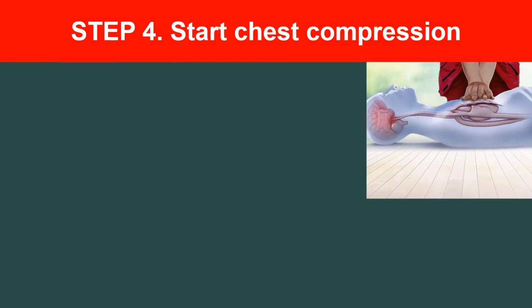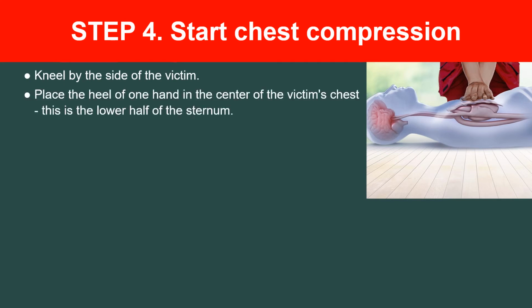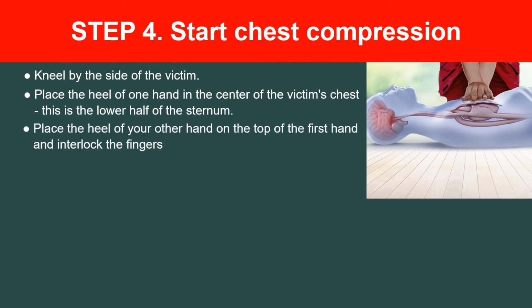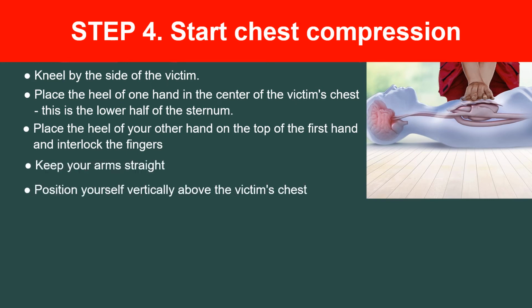After activating the emergency service, immediately start chest compression. Kneel by the side of the victim. Place the heel of one hand in the center of the victim's chest. This is the lower half of the sternum. Place the heel of your other hand on top of the first hand and interlock the fingers. Keep your arms straight. Position yourself vertically above the victim's chest.